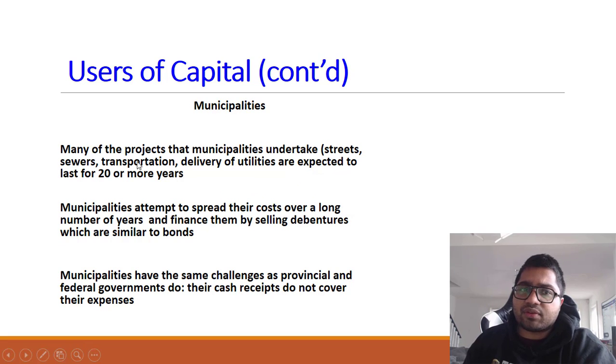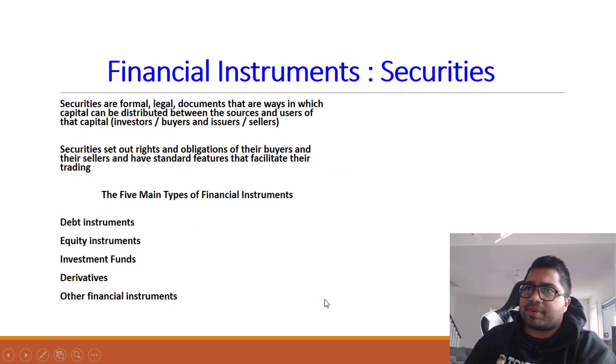Municipalities, many of the projects that municipalities undertake, streets, sewers, transportation, delivery of utilities, are expected to last for 20 years or more. Municipalities attempt to spread their cost over a long number of years and finance them by selling debentures, which are similar to bonds. Municipalities have the same challenges as provincial and federal governments do. Their cash receipts do not cover their expenses.